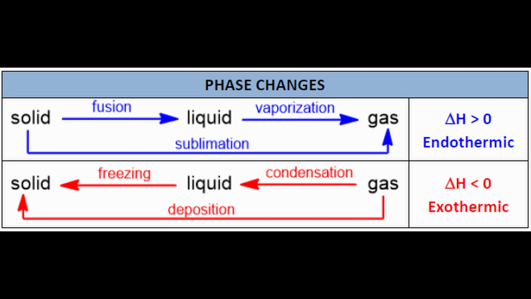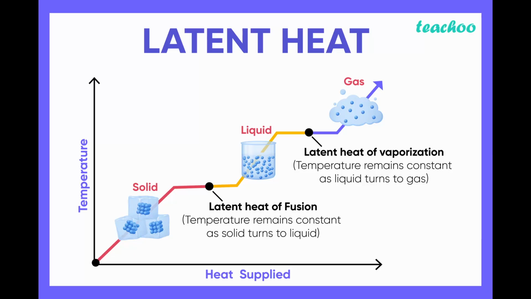The extra energy absorbed by a substance when its solid form melts into a liquid can be called its latent heat of solidification or its enthalpy of fusion. The extra energy absorbed by a substance when its liquid form boils into a gas is called its latent heat of evaporation or its enthalpy of vaporization.